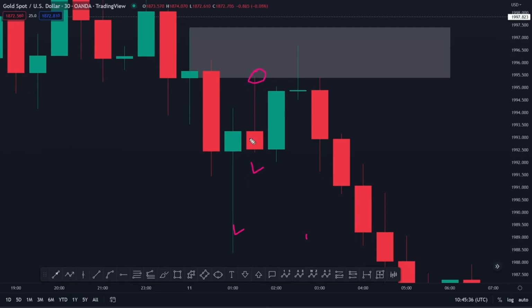So if it closed bearish like this, you can put your sell limit order around here and then stop loss above. That's how you should do it in the lower time frame. You have to be very smart about it.